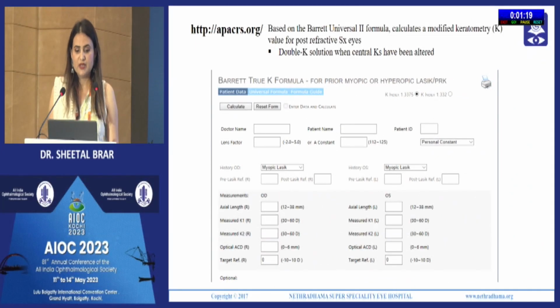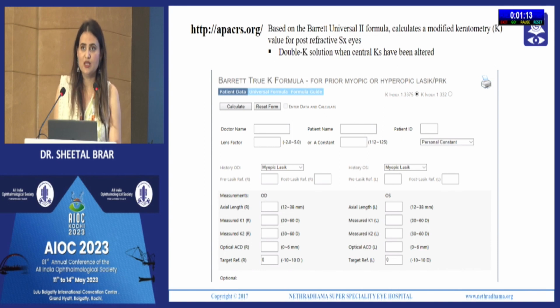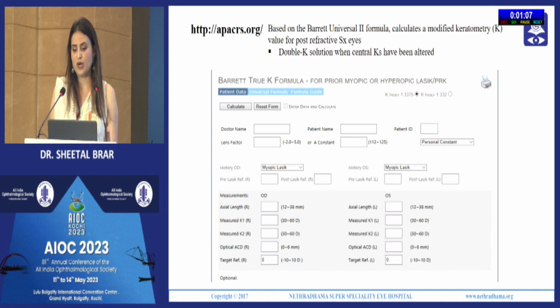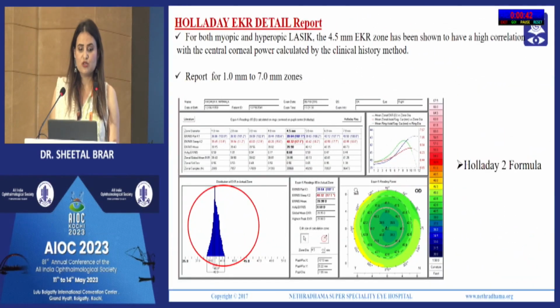Then you also have the APACRS website, wherein you have the Barrett True-K formula. This is a very popular formula which works for most of the post-LASIK situations: hyperopic LASIK, PRK, myopic LASIK, PRK, and even post-RK eyes. This is based on the Barrett Universal II formula, wherein it calculates a modified keratometry value for post refractive surgery eyes, and it also provides a double K solution when the central Ks have been altered. So here you can see that this formula is quite easy to access.